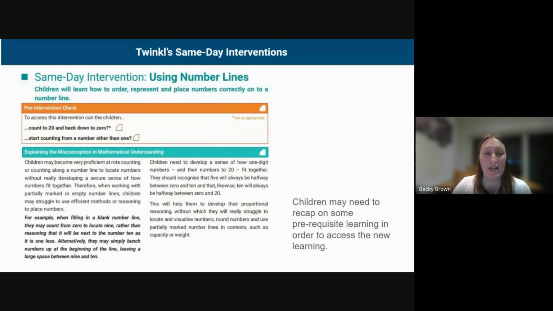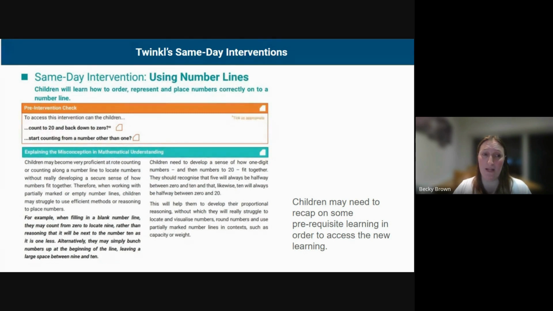So they're done by year group and they're very much linked to the national curriculum and the schemes of work that you might be using in school. This is a Year 1 one about using number lines. They all come with this really, really important bit at the top in orange, which is, can the children do this? If they can't do those things, there's no point doing this intervention. You need to deliver the interventions on the things that are in the box. So if children can't count to 20 and back down, using number lines is going to be really, really hard.